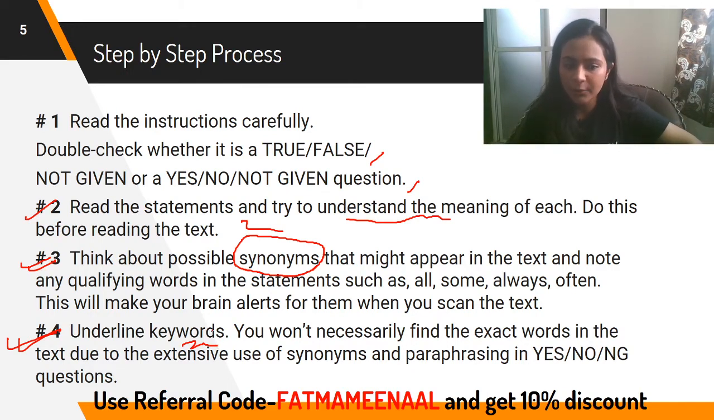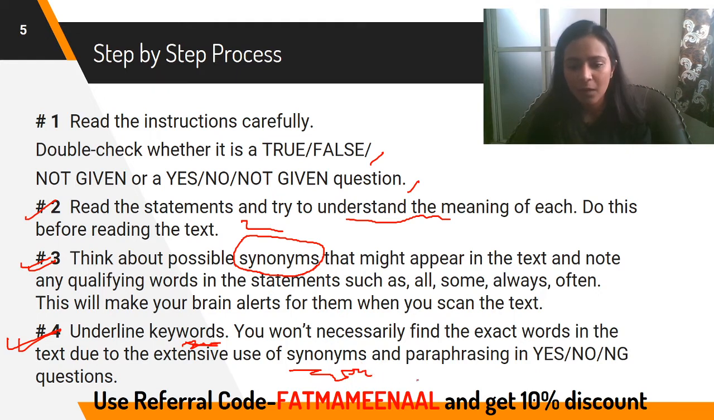So you have to quickly find out the main subject or the keyword of that particular question statement. For every question statement, you're going to be finding the keyword, right? And make sure you are trying to understand the meaning of the question statement, because never ever in any question are you going to find the exact word. Either it's going to be in the form of synonyms, or it's going to be in the form of paraphrasing.